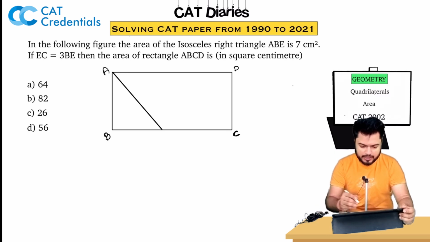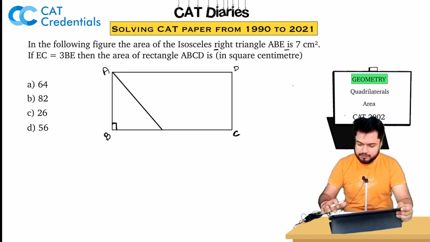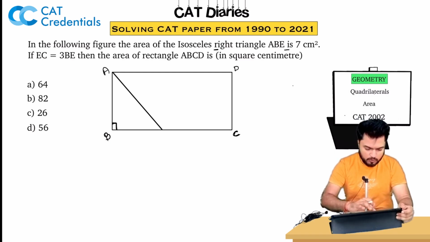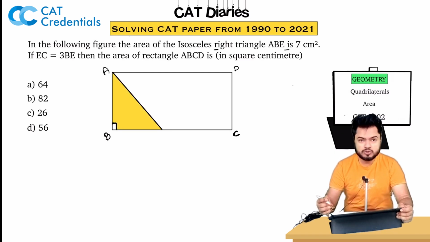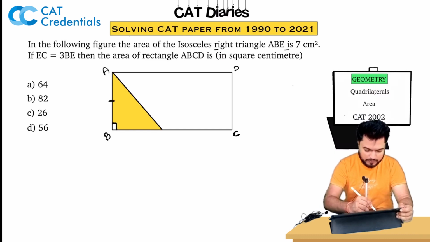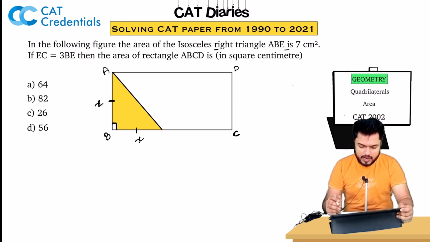I know that it's an isosceles right angle triangle, so I know that this angle here is equal to 90. Okay, and we are talking about this yellow triangle here. That's an isosceles right angle triangle. So what do I know? This side is equal to this side. So if this is x, this is also equal to x, and the area of that is given to me as 7 square centimeter, and I am being asked what is the area of the rectangle. Okay, so very simple problem.